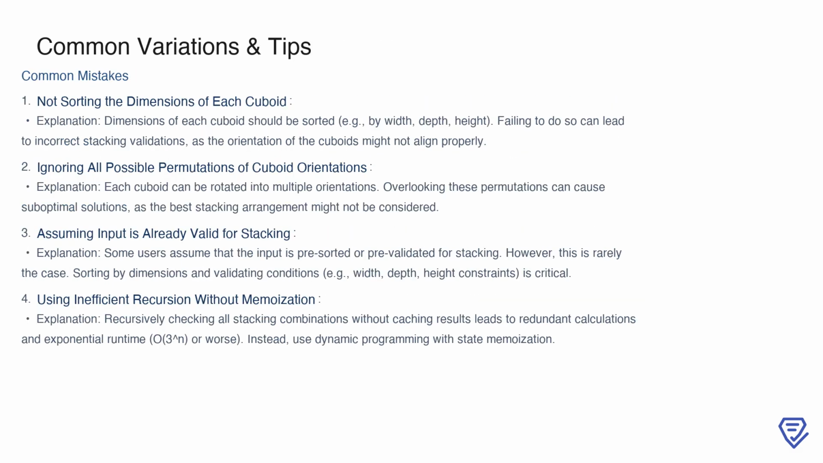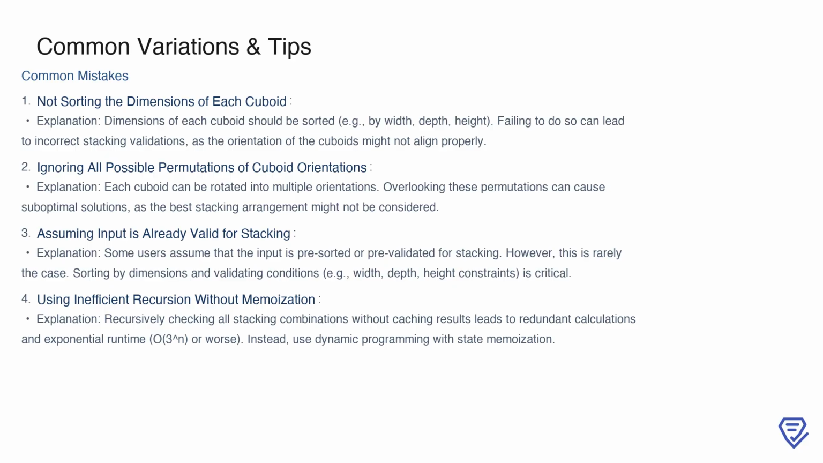When solving this problem, there are several common mistakes to avoid. First, it's important to always sort the dimensions of each cuboid, such as width, depth, and height, in a consistent order. If you don't, the stacking validations might fail because the orientations won't match correctly. Next, make sure to account for all possible permutations of cuboid orientations. Each cuboid can be rotated in different ways, and ignoring these possibilities can lead to suboptimal stacking arrangements.